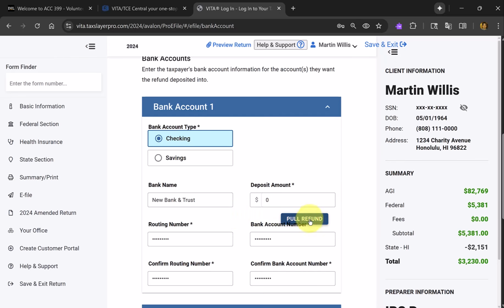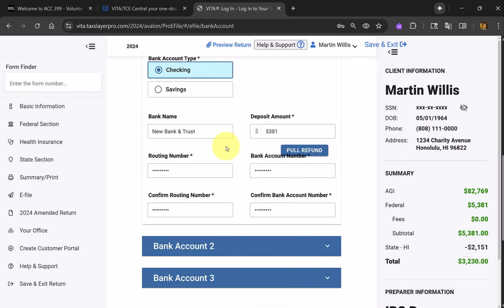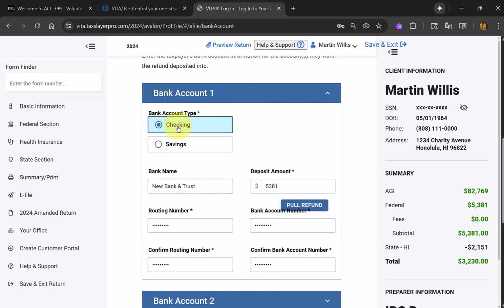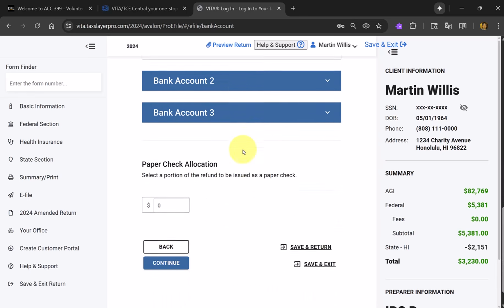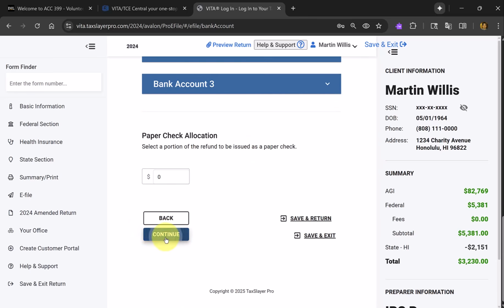And the dollar amount. Here I'm going to pull it from the return of 5,381. We could split it among different accounts here, but everything's going to go into this one checking account. Continue.